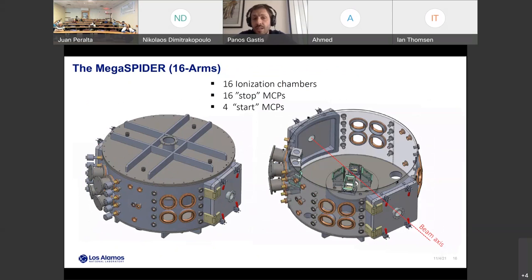Eventually, it will utilize 16 ionization chambers with 16 stop MCP detectors, one in front of each ionization chamber. And then it has 4 start MCP detectors that you see there at the center of the main chamber. Now, the target sample in the MEGA SPIDER configuration will be right there at the center, in the middle of the main chamber, and surrounded by these start MCP detectors. Now, the MEGA SPIDER chamber has been developed already. We have it done, it's fabricated, but we haven't connected any of the detectors yet. This is more of a future project, let's say, for the next 2 or 3 years.